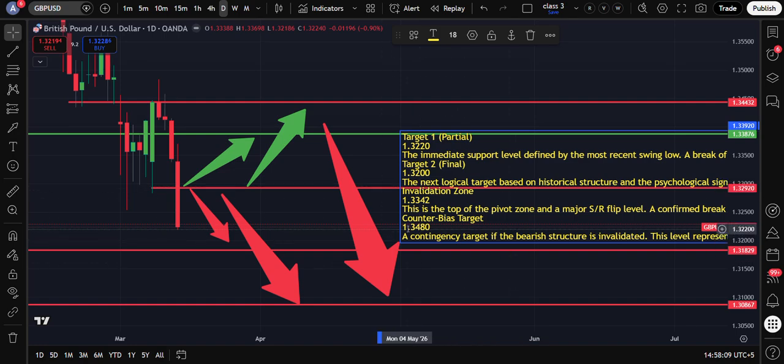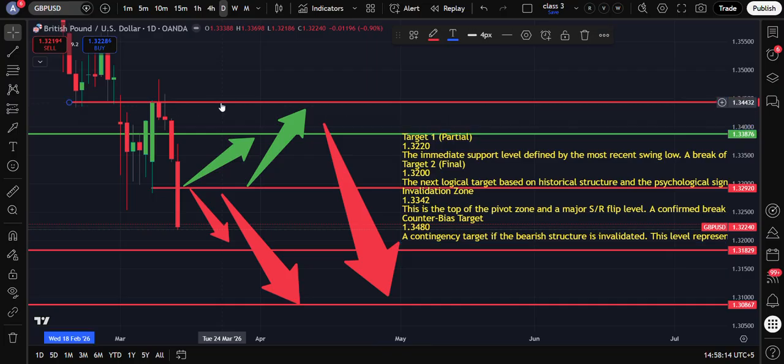The counter bias target is 1.3480. Okay, it's the same as mine. It's using this swing high basically. If we break above this area, 1.3342, above this candle, guys, yeah, above this area, it's targeting this swing high. I can agree with that.